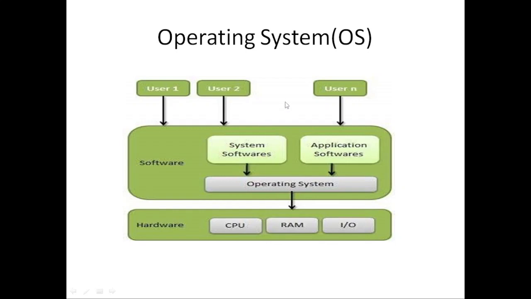There are various types of operating systems present. There is the Windows operating system, the Linux operating system, and the Mac operating system. If you are talking about mobile, Android is also an operating system. So this is the simple definition of an operating system: it acts between the computer hardware and the user.